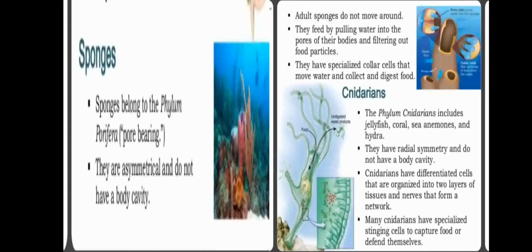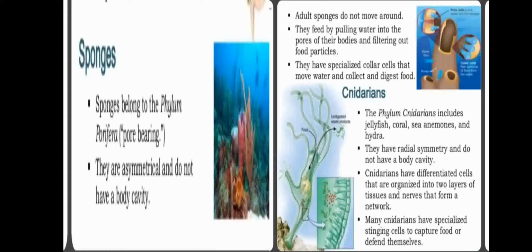In phylum Porifera, sponges are included. These are multicellular animals, they bear pores, and they are asymmetrical and do not have a body cavity. Students, they lack a well-developed organ system, and they have a hollow body, and the outer surface of the body is covered with pores.